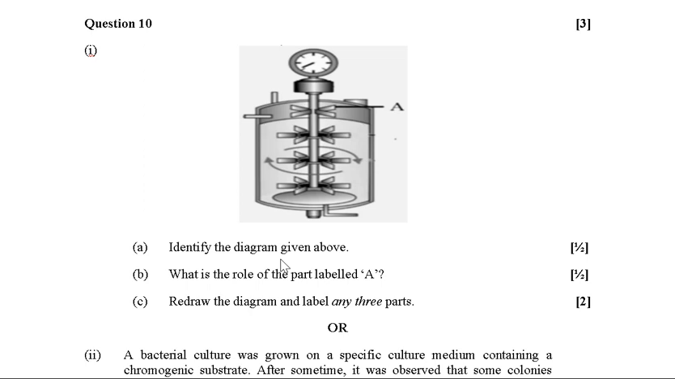What is the role of the part labeled A? Part A is indicating the foam breaker. Foam breaker breaks down foam that is formed during the course of a bioprocess and helps in smooth functioning of the bioreactor. I repeat, the part labeled A is the foam breaker.